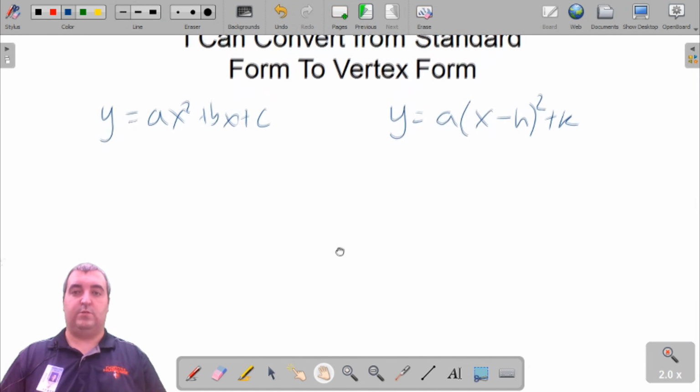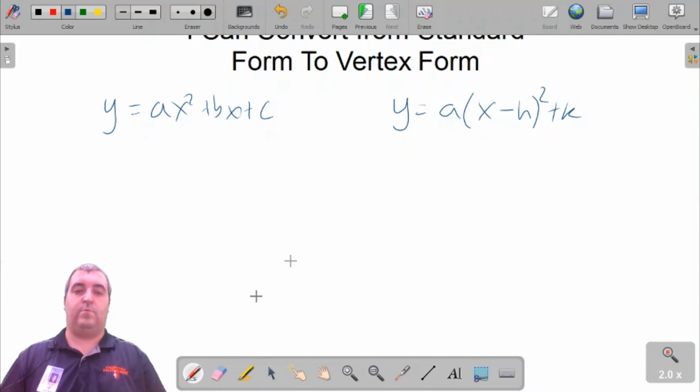So to do this conversion, what we're going to do is a method called completing the square. And this completing the square is going to be something that you can do with other things as well. Conic sections comes to mind, so it's something you will use again later. So let's just get to an example, and then we'll kind of walk through the process.